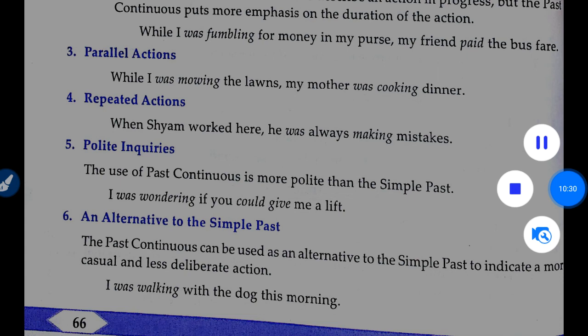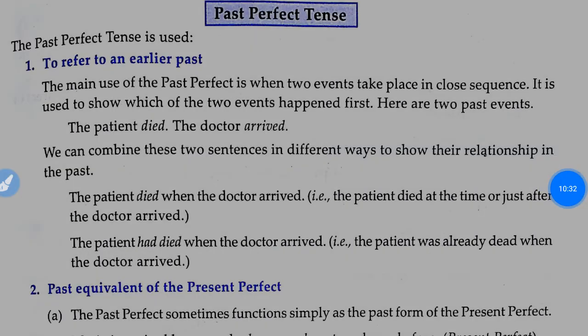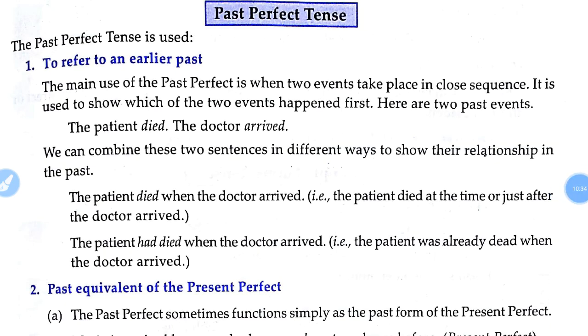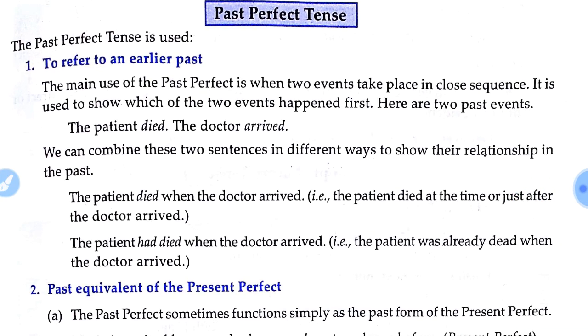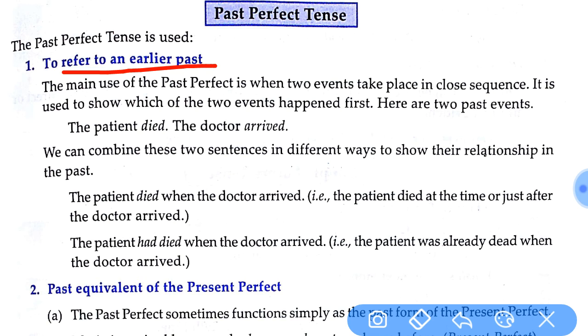So we have here the perfect tense. Let us see the perfect tense now. So we have here the past perfect tense. Past perfect tense is used to refer to an earlier past, something that happened in the past, an earlier past. Something that happened just now, or when the time period is given, is simple past tense. So we have an earlier past. The main use of the past perfect is when two events take place in close sequence.